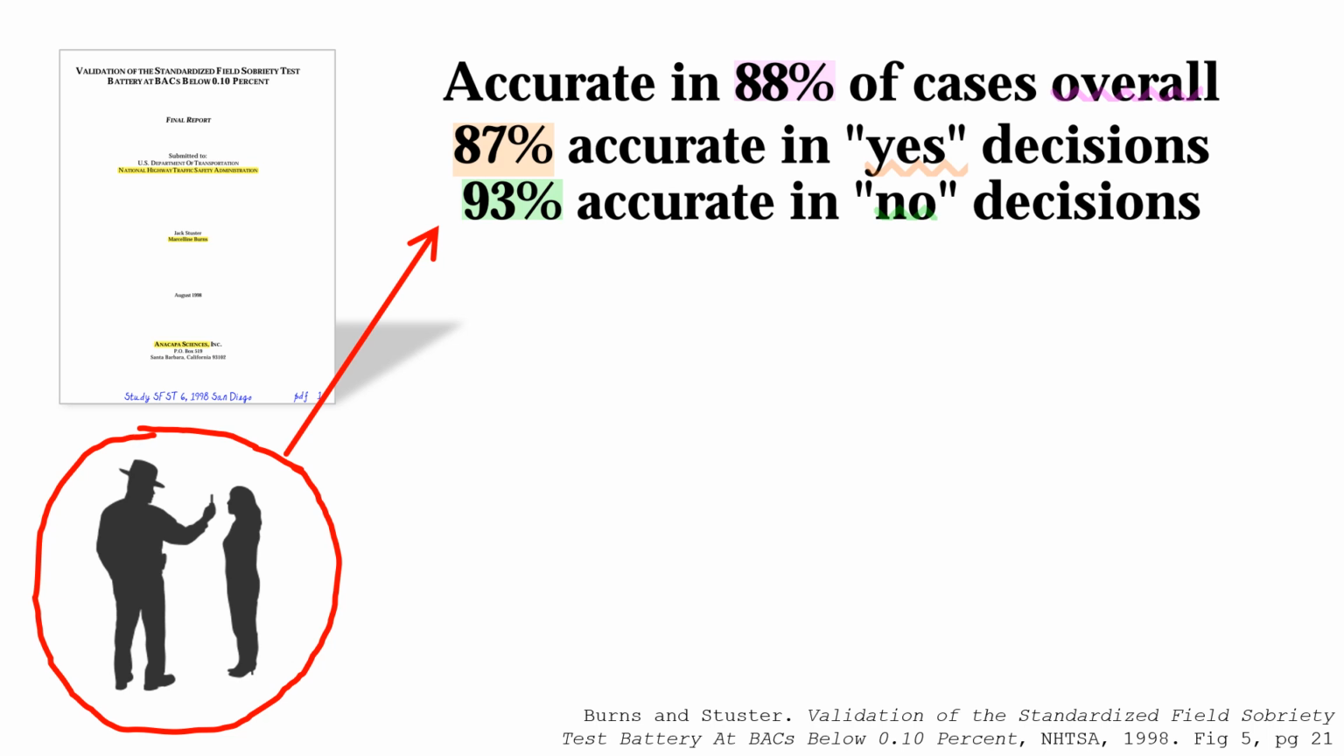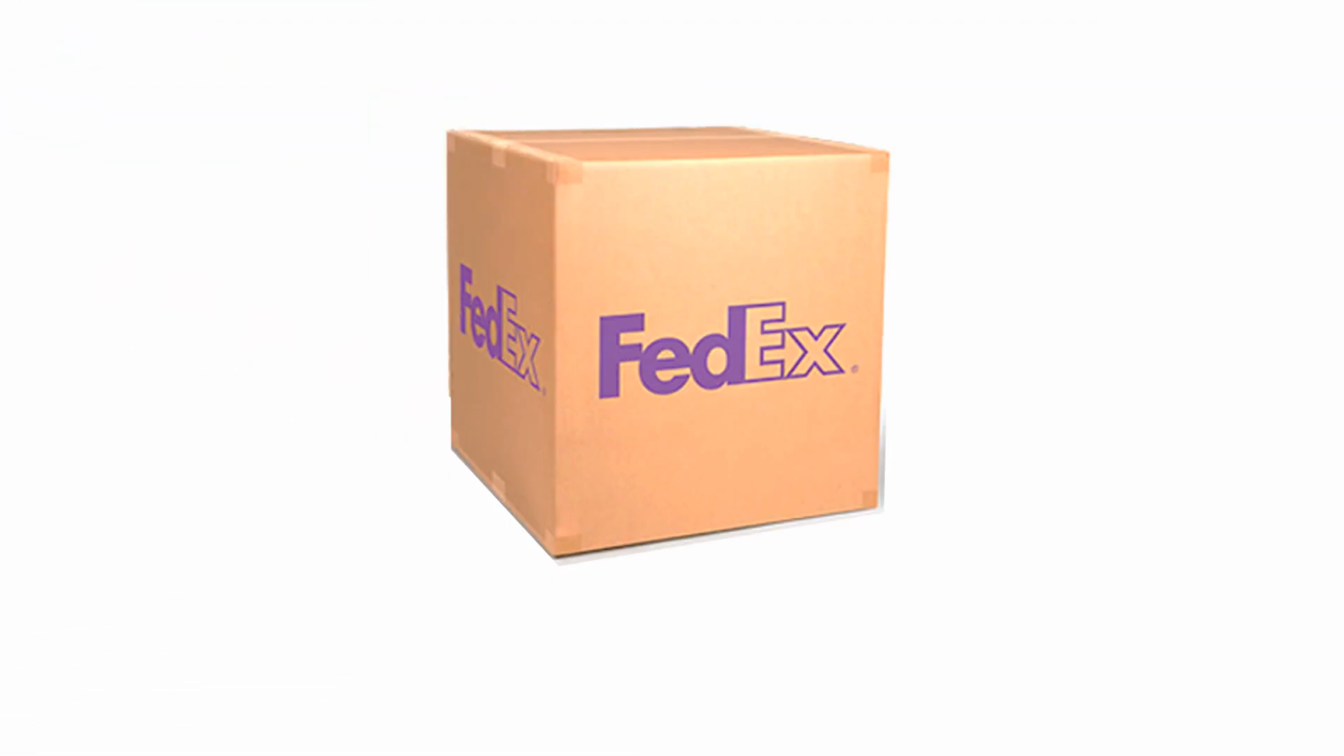NHTSA's training manuals tell officers that sobriety tests have one accuracy. NHTSA's validation studies say otherwise. To understand what's going on, let's think about the goal of testing. There's a thing. We want to know some of its properties. What are the dimensions of the box? We measure directly.